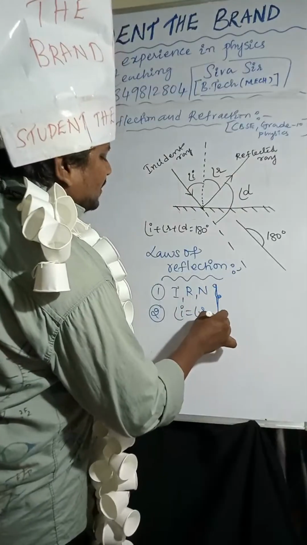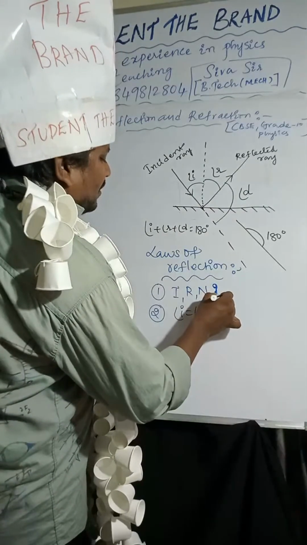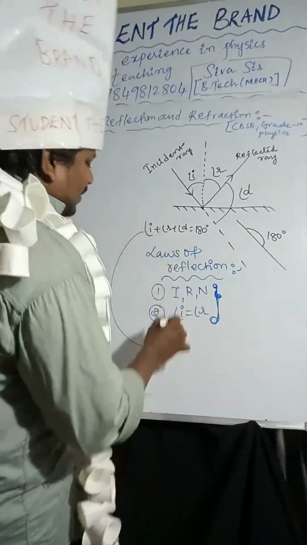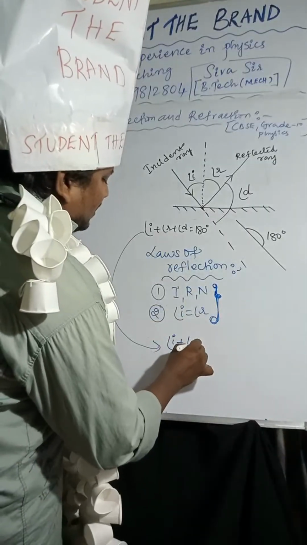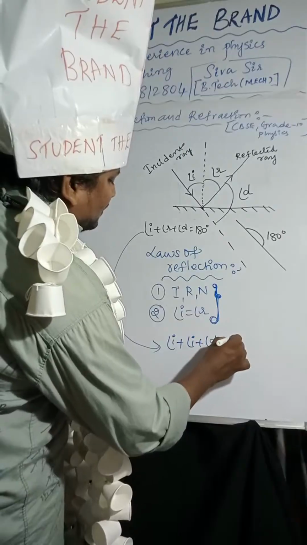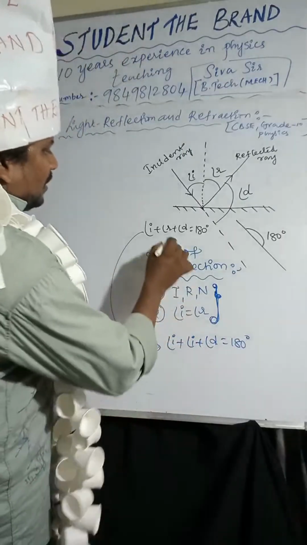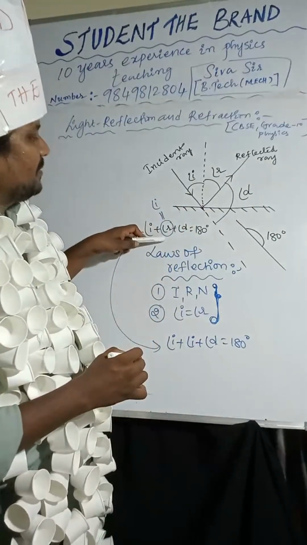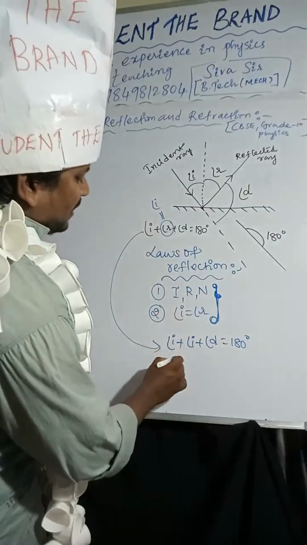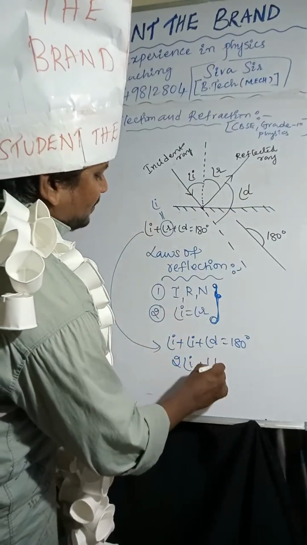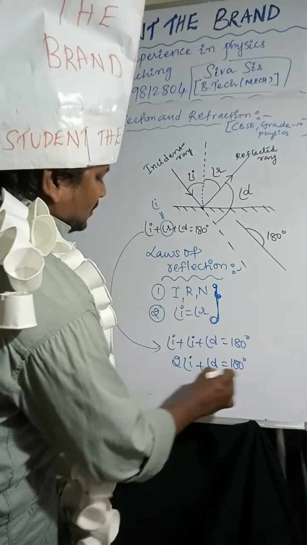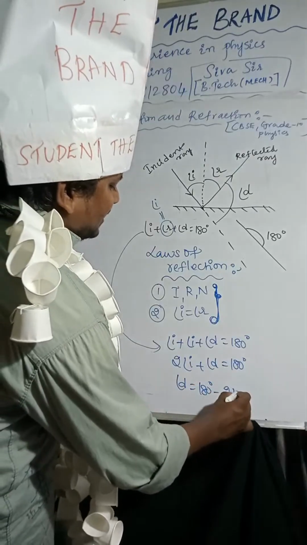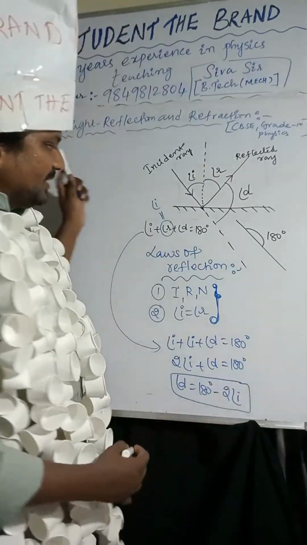Using these two laws of reflection, in the formula angle of incidence plus angle of reflection plus angle of deviation equal to 180 degrees, in place of the angle of reflection I am substituting the angle of incidence. So 2 times angle of incidence plus angle of deviation equal to 180 degrees. So angle of deviation equals 180 degrees minus 2 times angle of incidence.